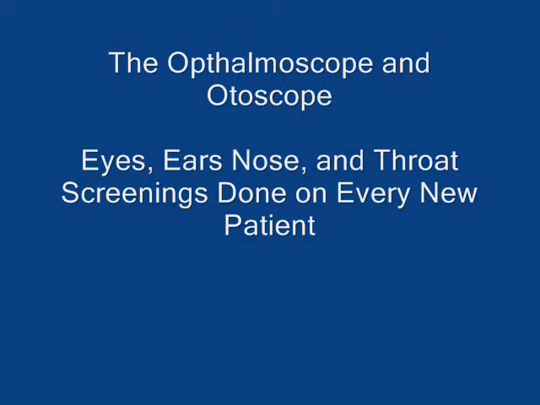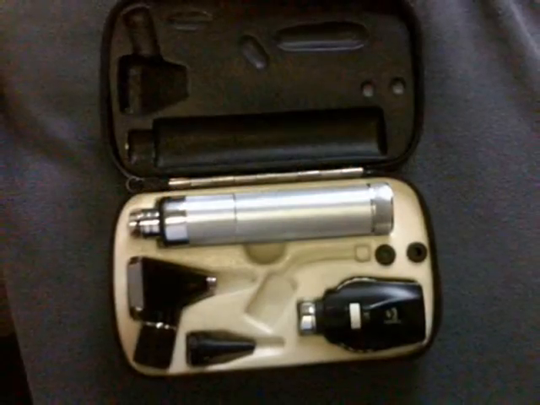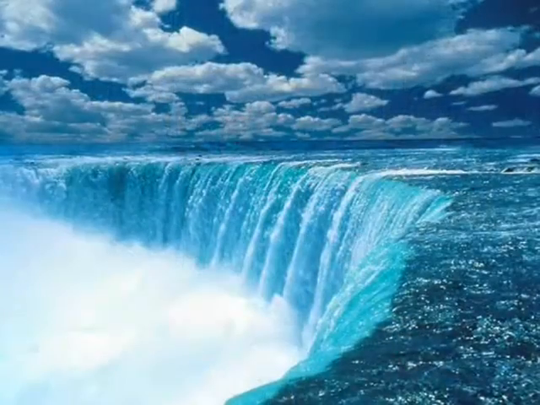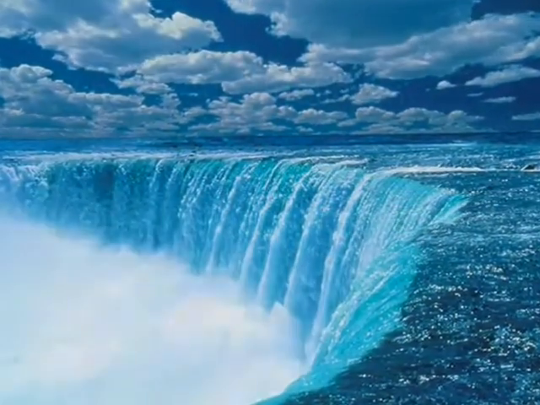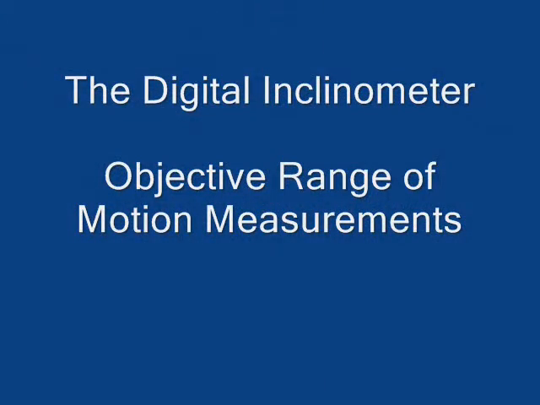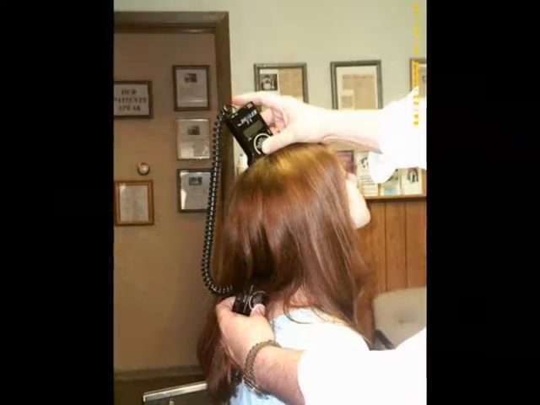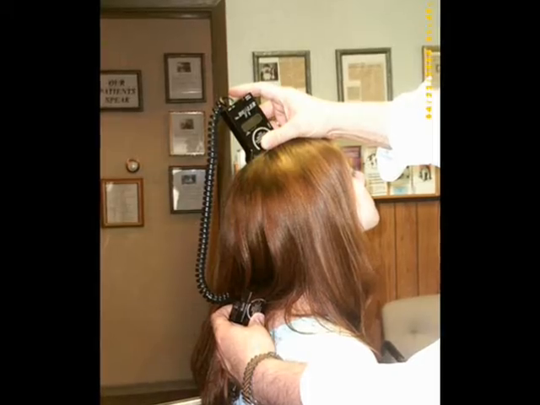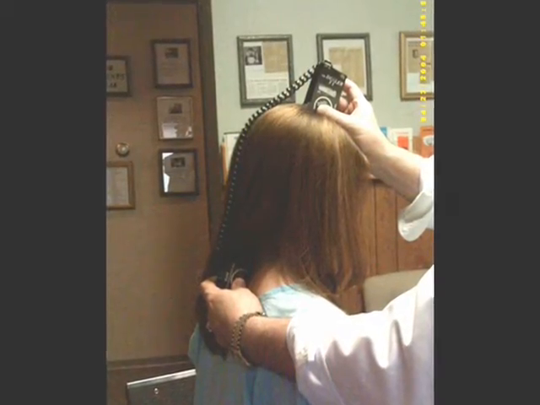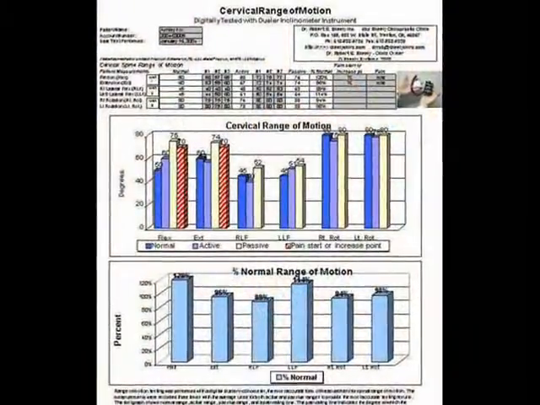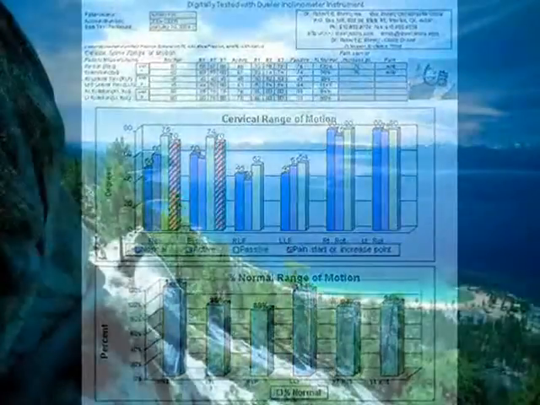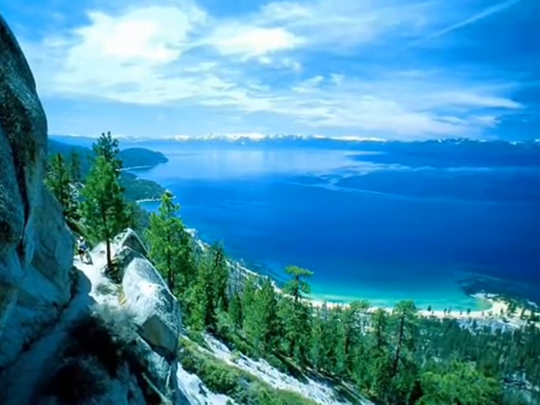We do eye, ears, nose, throat screening on every patient. It's kind of surprising for a lot of patients and other practitioners, but we do a lot of screening and find out things that need to be screened and found out for the health of the patient. The digital inclinometer is a range of motion device. We call it a dualer because there are two inclinometers with this. Very accurate, very repeatable because it's in a digital format. This is produced into a graph that can be compared from one date to the next to show improvement.